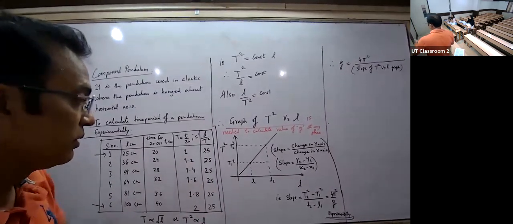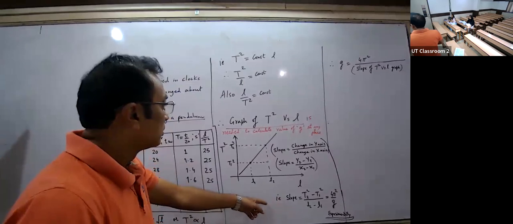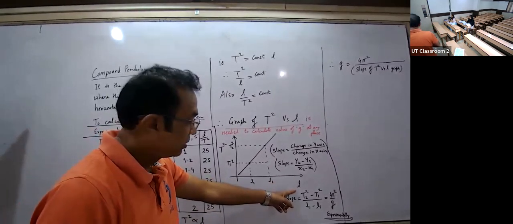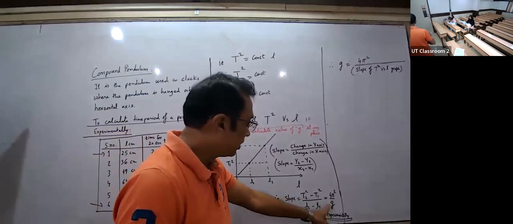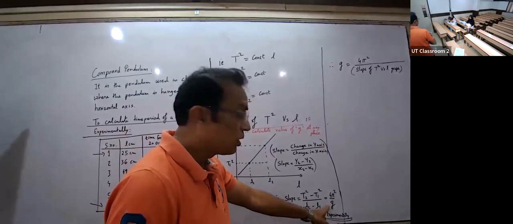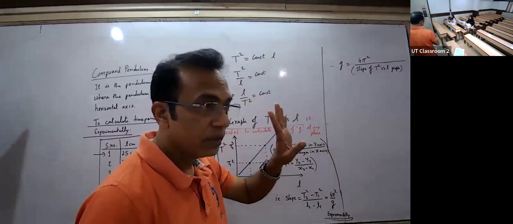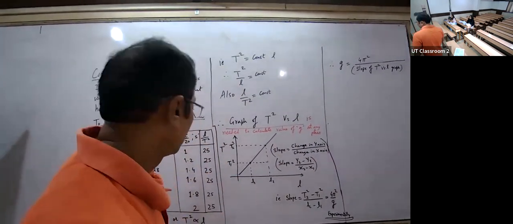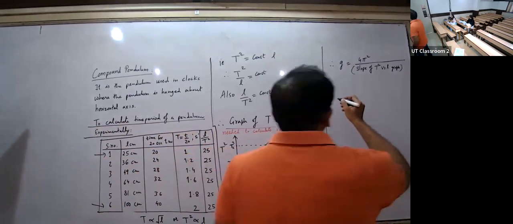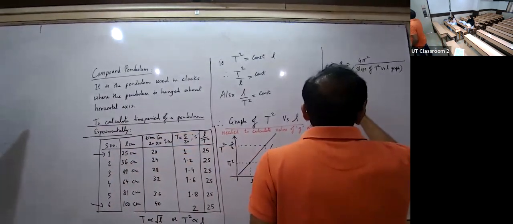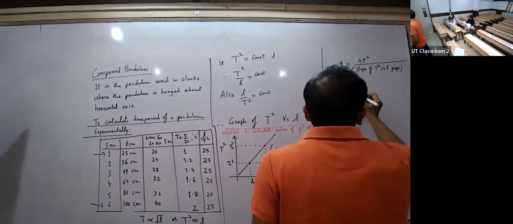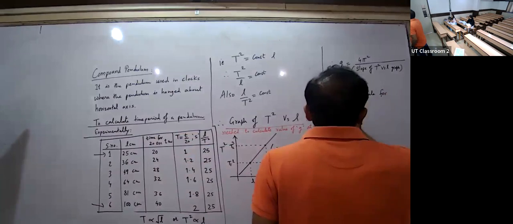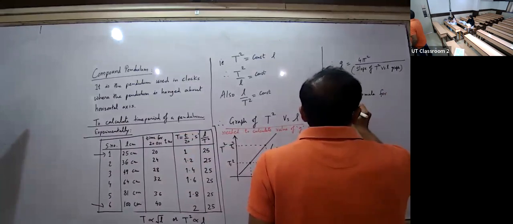So what relation did we get now? In the numerator we have time period square. So T depends on the square root of G. Right? So what is the formula for time period of a pendulum now? So therefore, the formula for time period of the pendulum.